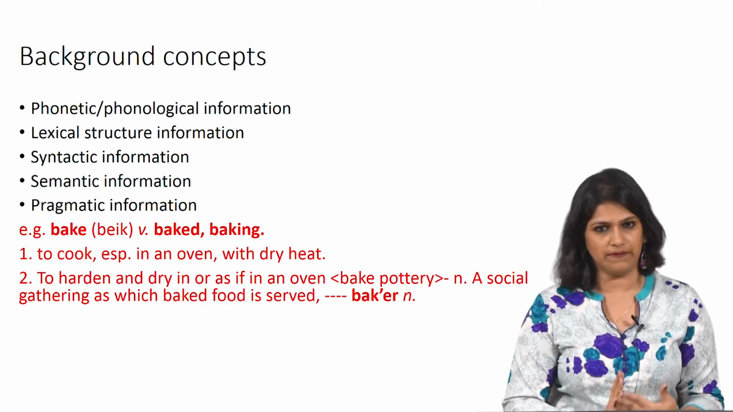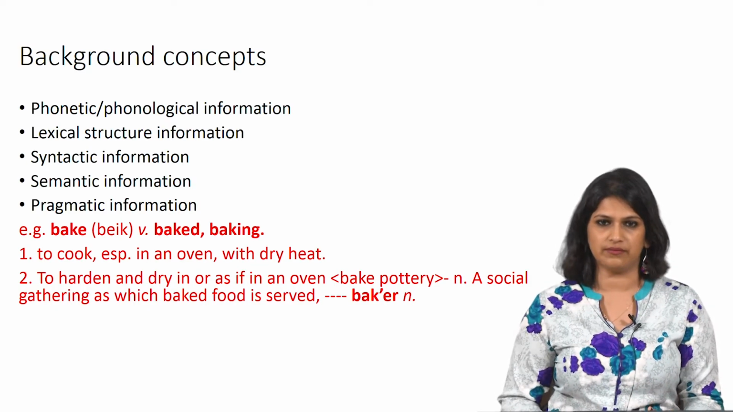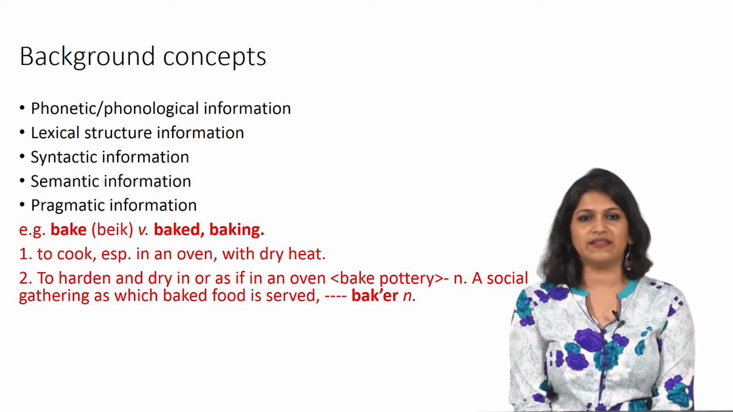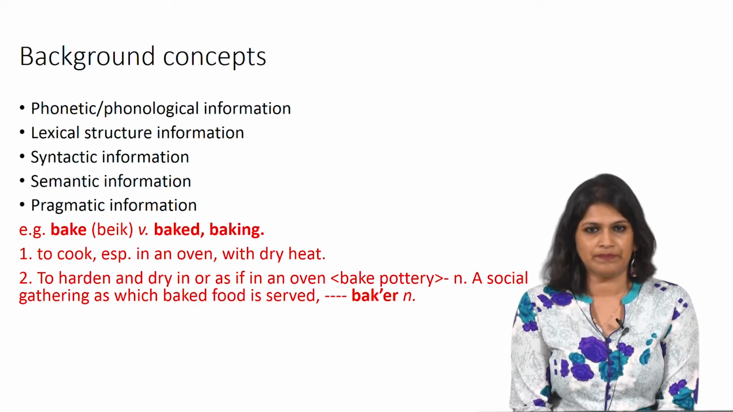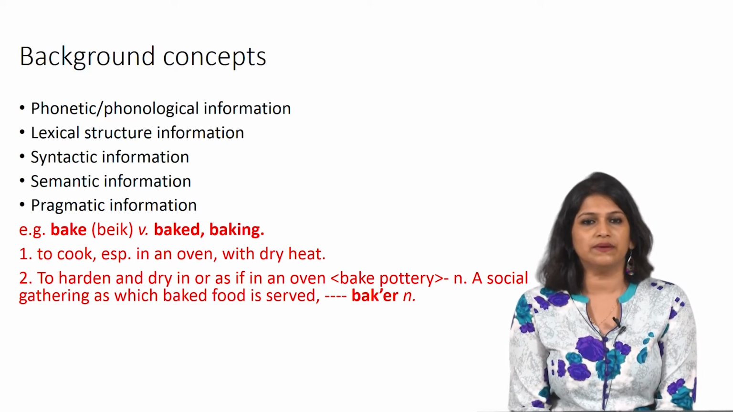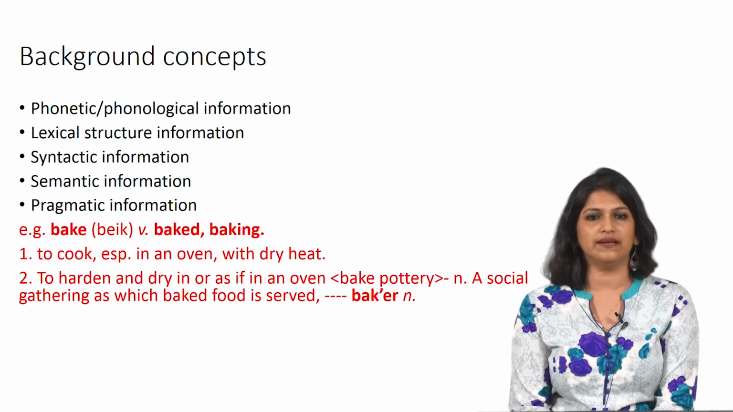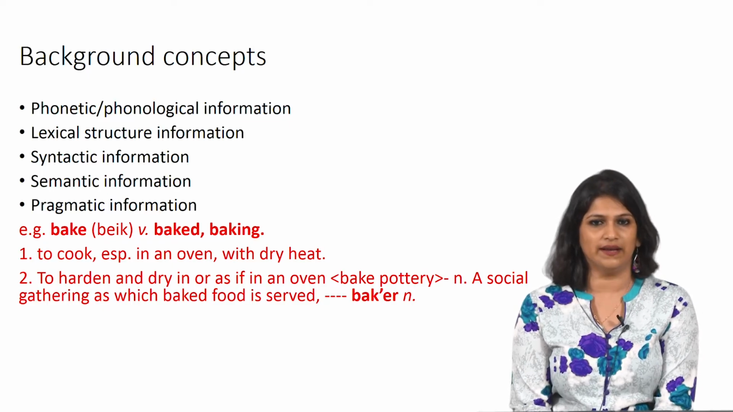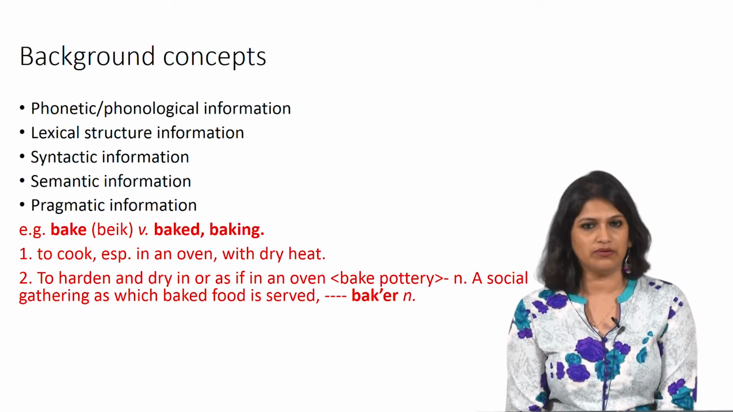If it begins with the verb form, baked could also be an adjective, baking could also be a gerund, but these are different things. If you begin with bake as a verb, the inflected forms are going to be like this. Then we try to figure out the semantic information associated with it. Primarily baking is cooking, but a specific kind of cooking. You are cooking in an oven with dry heat. That's what we need to remember when we are thinking about baking.